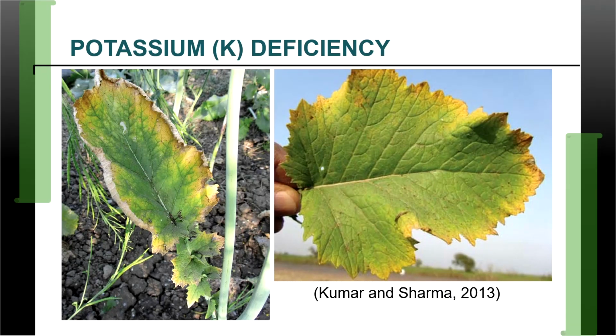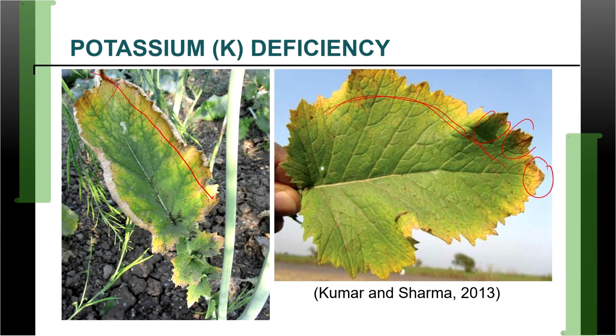So, you can see the marginal firing and tip burning are the typical symptom of potassium deficiency. On the margins of the leaves, there is brownish color, the kind of firing as if somebody has fired the leaf. See this marginal firing and tip burning, the typical symptom. See on the left side, marginal firing, tip is burnt.